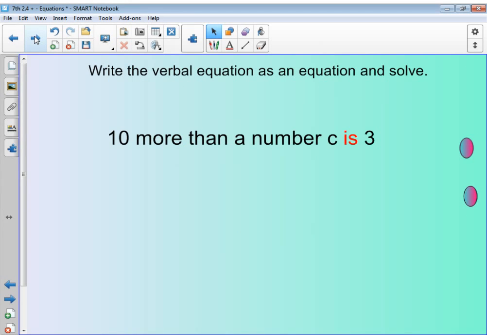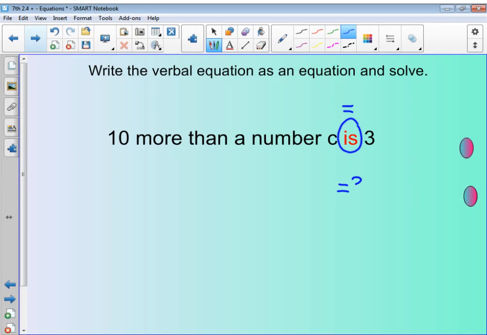Okay, the other part to this lesson is working with verbal equations or equation sentences. And what you will be doing is converting them into a standard equation and then solving that equation if they give us the answer, or if they give us the word is. So here I have 10 more than a number, C, is 3. The one thing that I want you to realize is that when we see the word is, it's like putting an equal sign. So in math, the word is means equals. So 10 more than a number, C, is 3. So is 3, so equals 3.